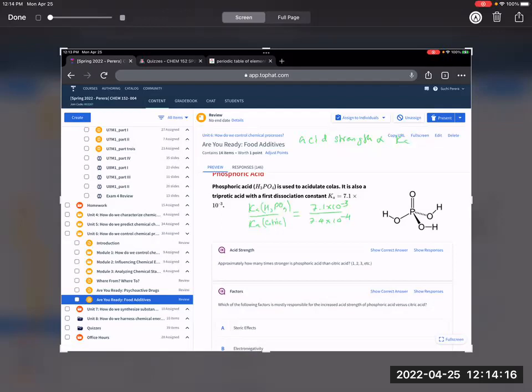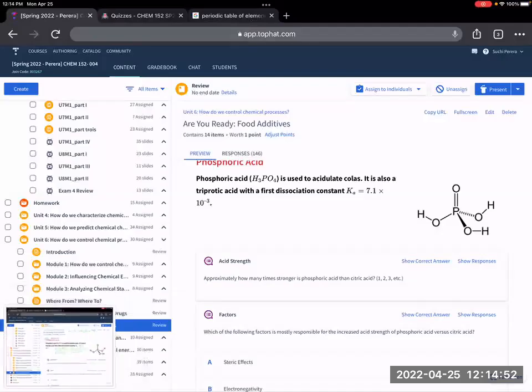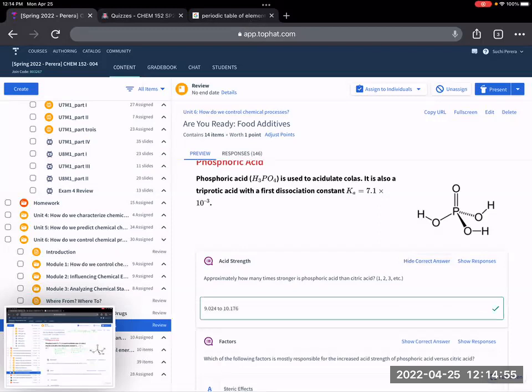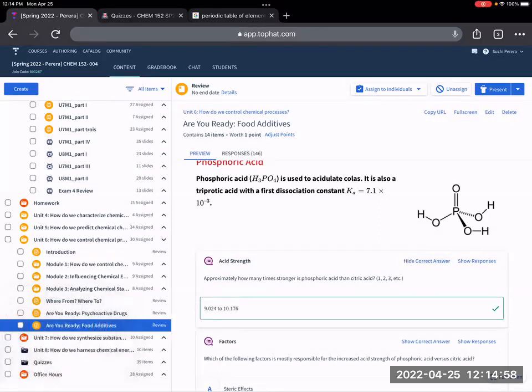So let's try this: 7.1 times 10 to the power of minus 3 divided by 7.4 times 10 to the power of minus 4 is about 9.59. I would say about 10. So the answer must be around 10. Let's try that. The correct answer is around 10, which is great.